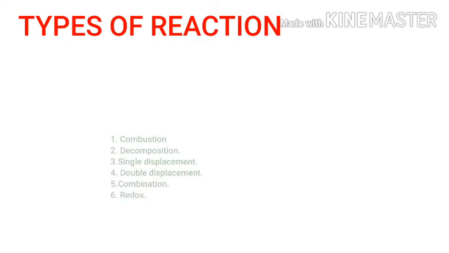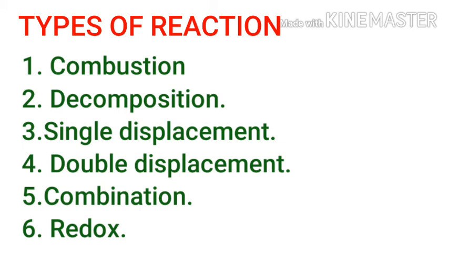Next we will learn what are the types of chemical reaction. Number 1, combustion reaction. Number 2, decomposition reaction. Number 3, single displacement reaction. Number 4, double displacement reaction. Number 5, combination reaction. Number 6, redox reaction or reduction oxidation reaction. In short, we used to tell redox reaction.